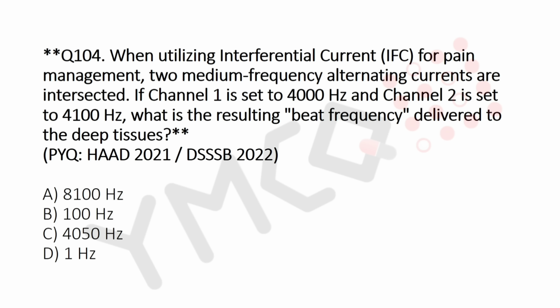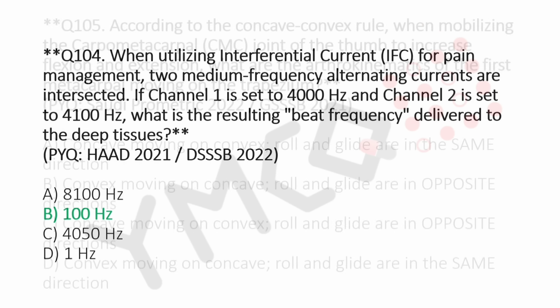And the answer is option B, 100 Hz. IFC works by crossing two different frequencies. The body feels the difference between the two. So 4100 minus 4000 equals the beat frequency of 100 Hz. Okay. Now let's move to question number 105.